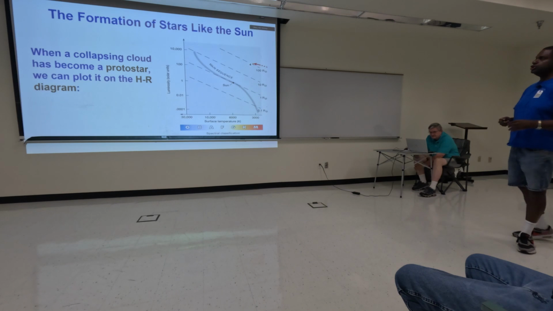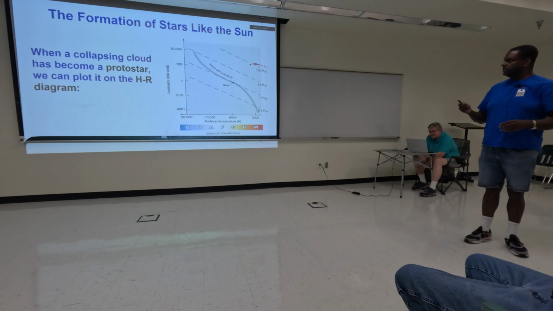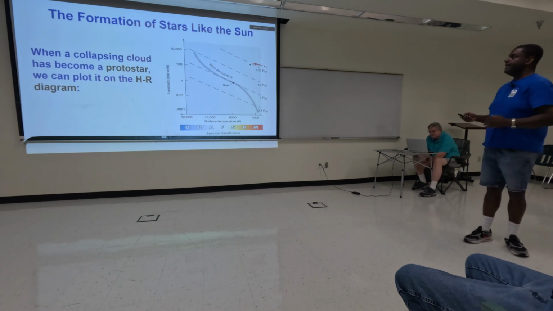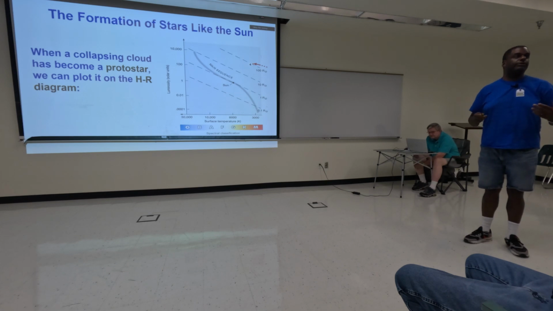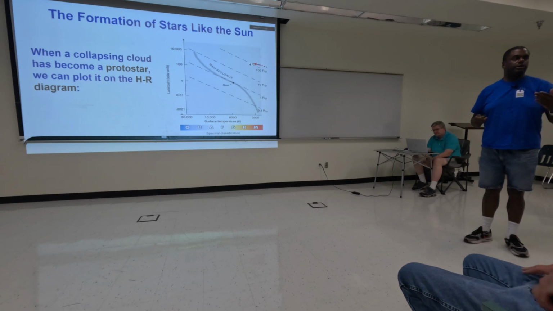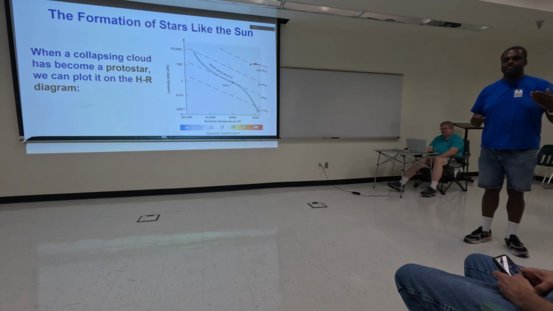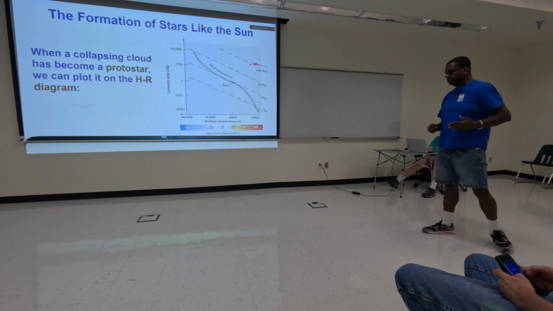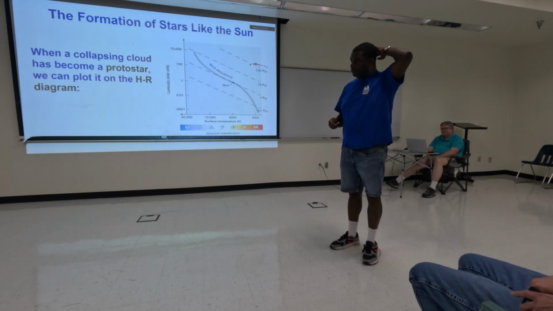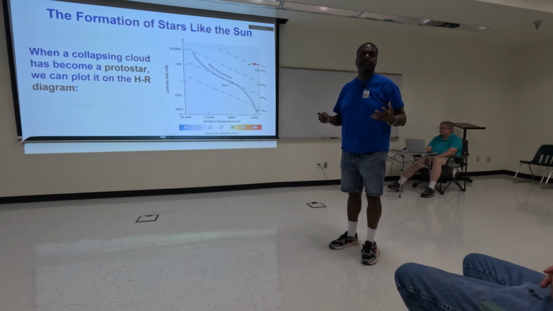Once you have a protostar, you can plot it on the diagram. You can plot its luminosity versus its temperature. Of course, it hasn't begun nuclear fusion yet, therefore it's cooler, so it's to the right. But it's also much more luminous because it's bigger. Keep in mind that the luminosity is related to the surface area of a star, and the surface area of a sphere is 4 pi times the radius squared. Thus, a much bigger thing is going to be more luminous than a smaller thing, even if it's not as hot.